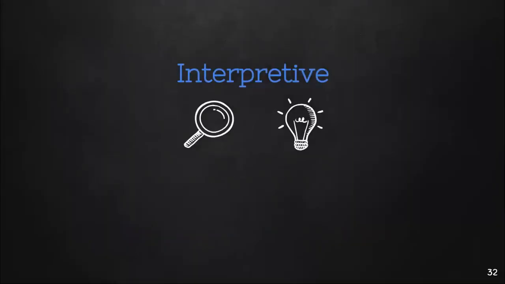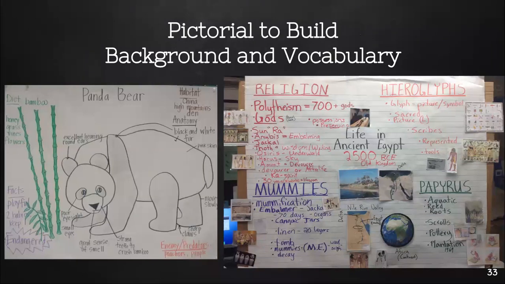For the interpretive mode, this involves getting students to understand what they're reading. So these are some examples of how we might build background and build vocabulary. So the example on the left is an example that I actually created with the class, and the example on the right was a 6th grade teacher that I know. And they both developed throughout units.